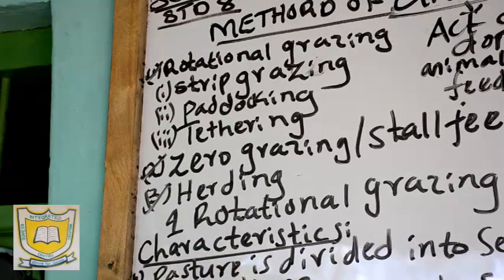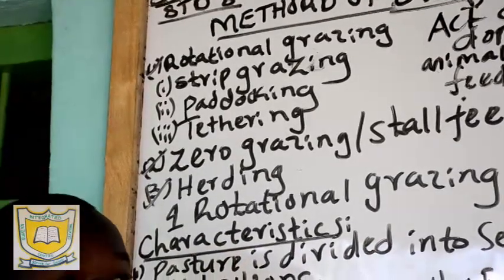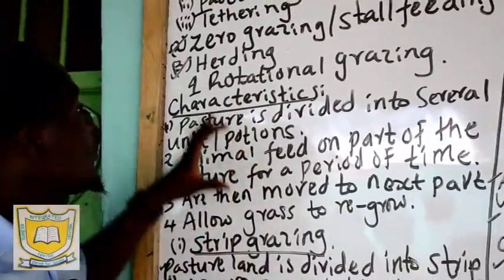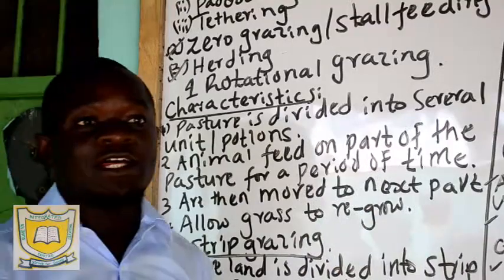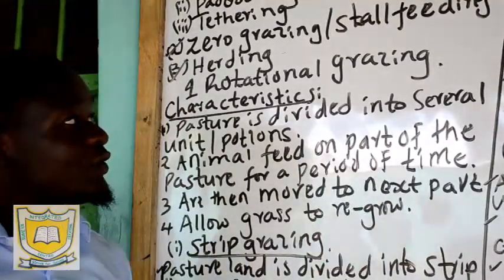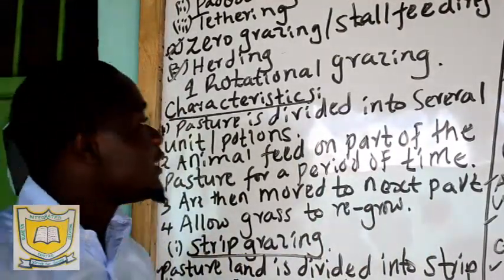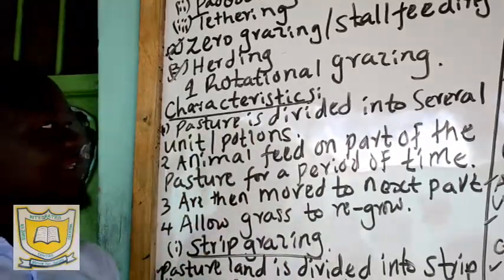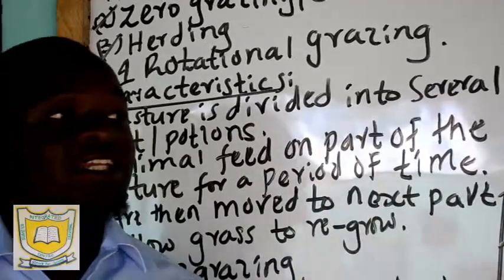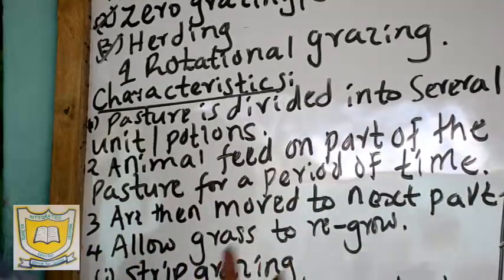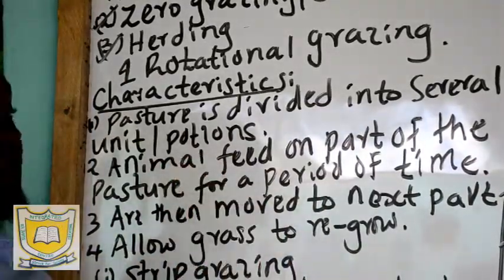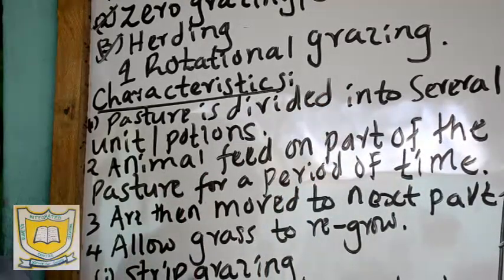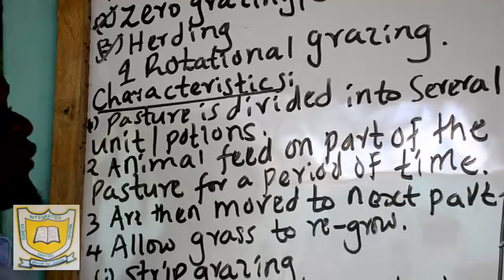Now we are going to discuss the characteristics of these methods of grazing. We start by discussing the general characteristics of all rotational methods of grazing. Under rotational grazing, the animals are grazed directly on the field, hence they feed on the pasture. We discussed under feeds that pasture is feed taken or eaten by the animals directly from the field.